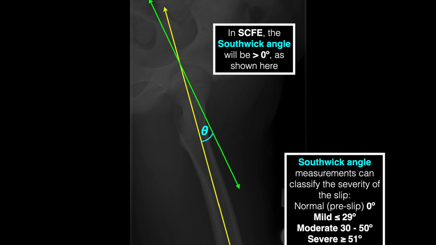Southwick angle measurements can classify the severity of the slip. Normal pre-slip is 0 degrees, mild would be less than 20 degrees, moderate would be between 30 to 50 degrees, and severe would be over 50 degrees on this measurement.